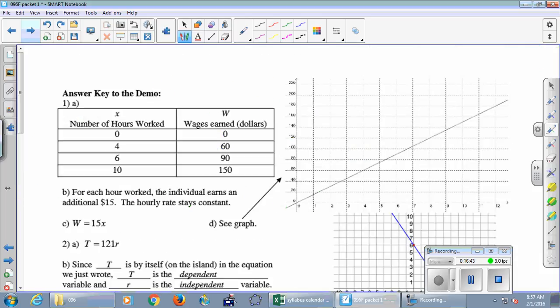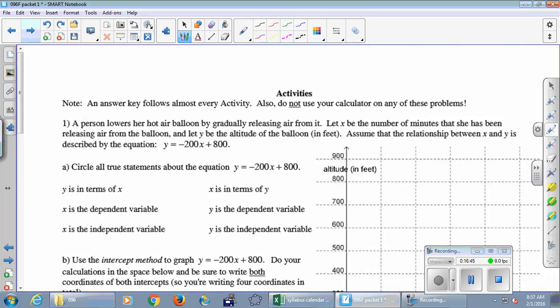All right, activity starts after the answer key to the demo. I will walk around and help if I can.